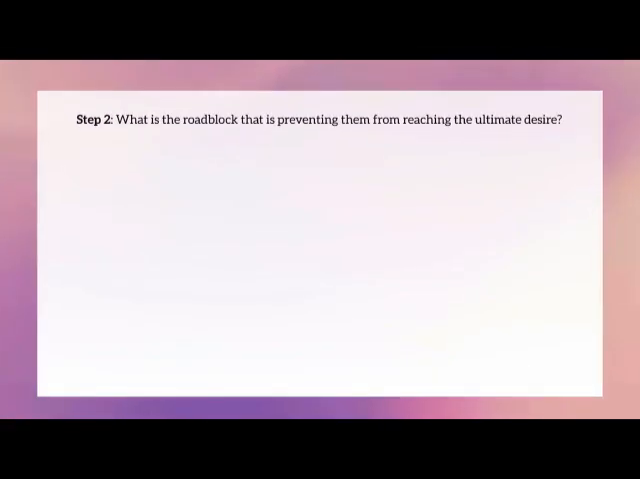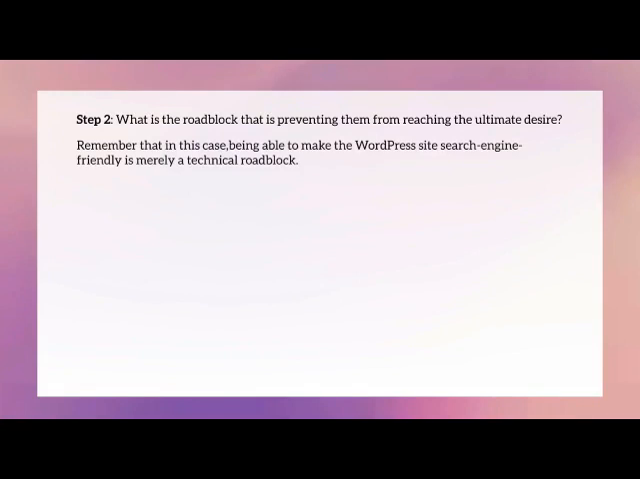Step number 2 is, what is the roadblock that is preventing them from reaching the ultimate desire? So you wrote down the desire, but what is preventing them from reaching that? Is it a technical roadblock? Is it a psychological roadblock? Is it a physical roadblock?